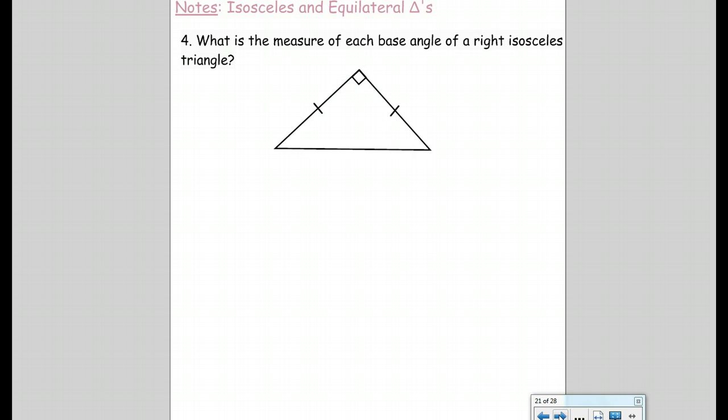Next one, go. Don't say anything, just solve it.